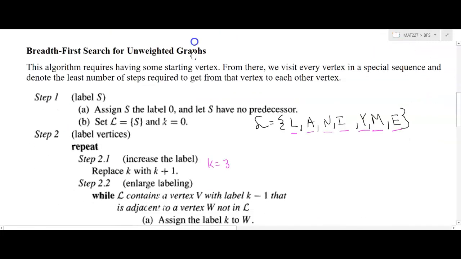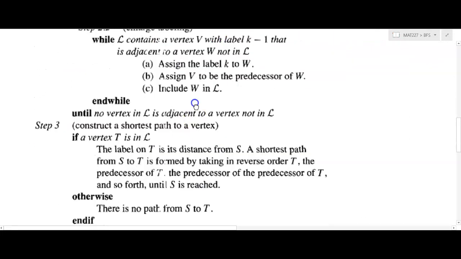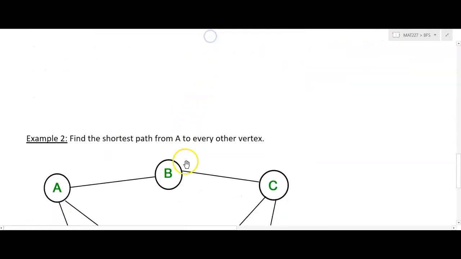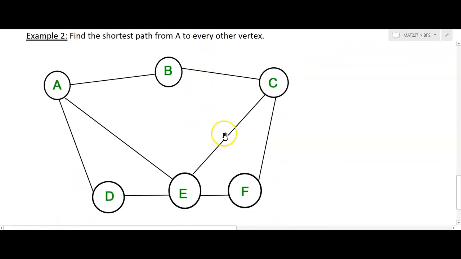We'll take a look at one more example here. Here is another graph, and we'll look for the shortest path from A to every other vertex. So the first thing we do is, once again, we form our list of vertices that we're keeping track of. Look at all the neighbors of A. So B, E, and D. So right now, K is set equal to 1.